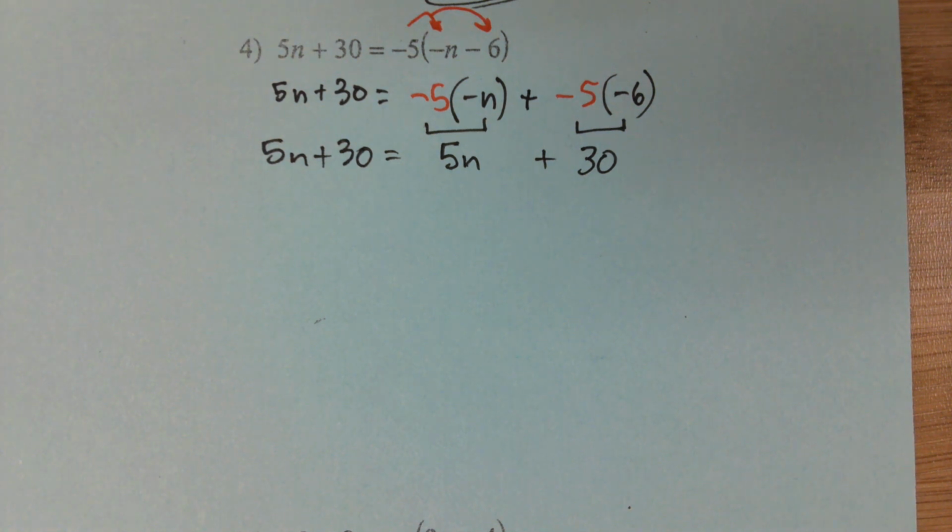So at your second step in this problem, you should see that 5n plus 30 is equal to 5n plus 30.